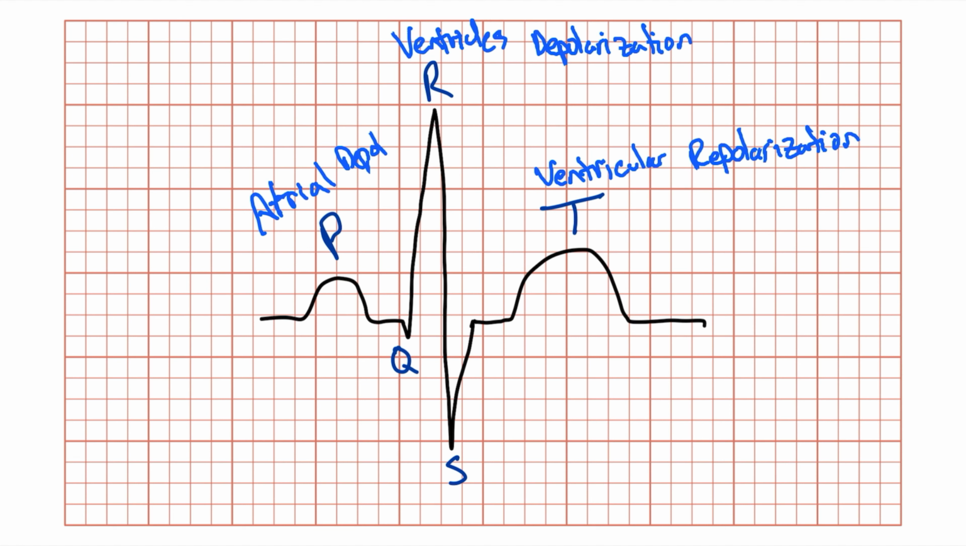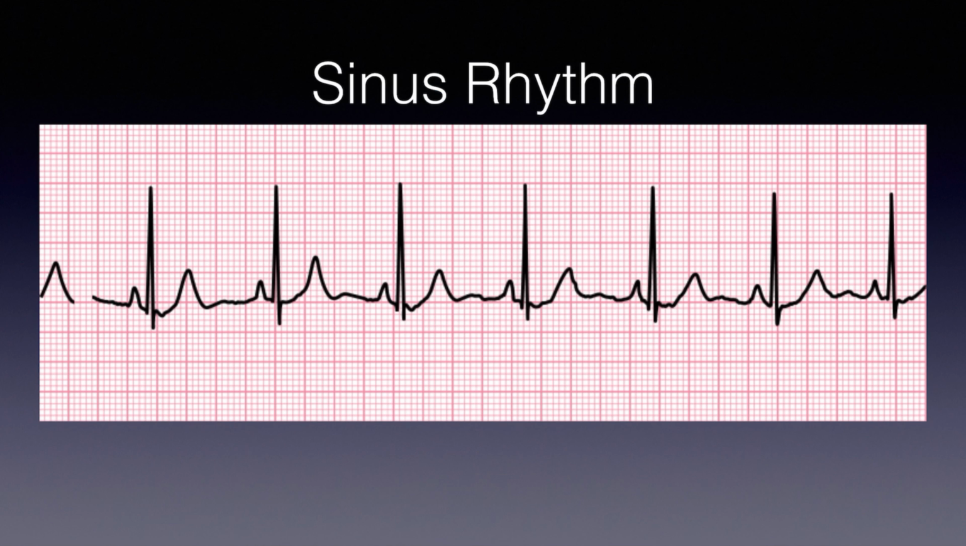The atria depolarization is the P wave, and it repolarizes actually kind of right here in the middle of the QRS complex, so we don't see the atria repolarize. The QRS complex is when the ventricles are depolarizing or contracting, and then the T wave is the ventricular repolarization, or when things are kind of returning to their resting state.